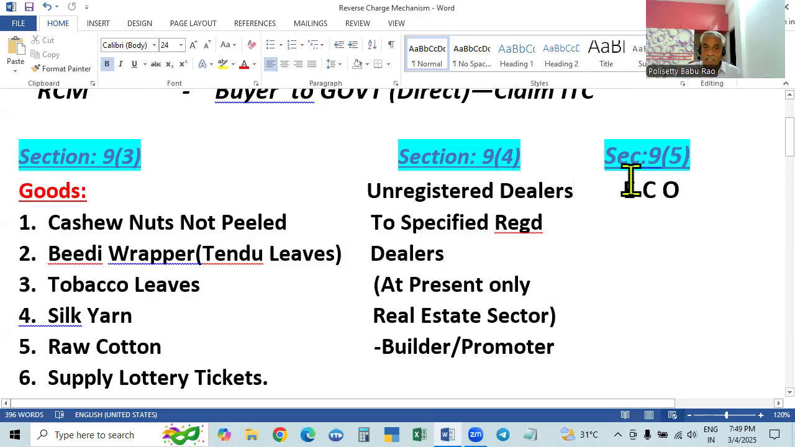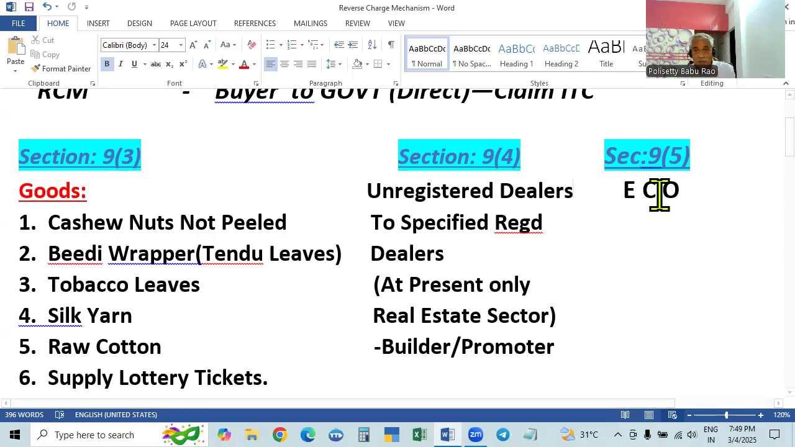And the last one is section 9, subsection 5. This is not applicable to any other business. It is applicable only to ECO, meaning e-commerce operators. The business people who maintain some electronic platform like Swiggy, Zomato, Ola, Uber, Flipkart, Amazon. All these are called e-commerce operators. So any e-commerce operator supplying services from sellers to the buyers, this person, ECO, will be liable to the tax under the reverse charge mechanism.